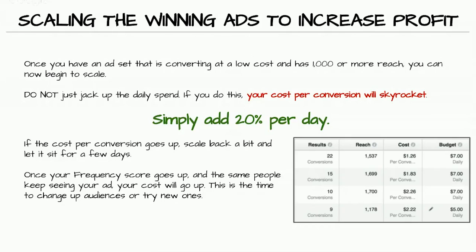Once your frequency score is up, the same people see your ad, your cost will probably go up. And this is the time to change up new audiences, try new ones, or maybe even try new offers or campaigns. But if you have a decent size audience, probably not going to happen for a while. But just add 20% per day.